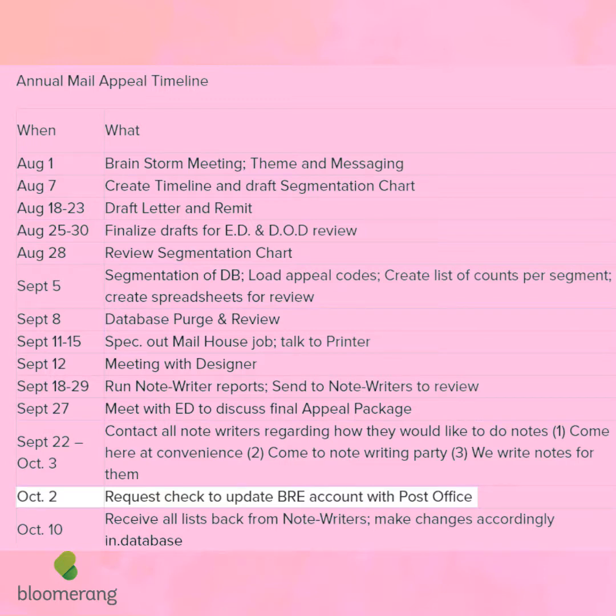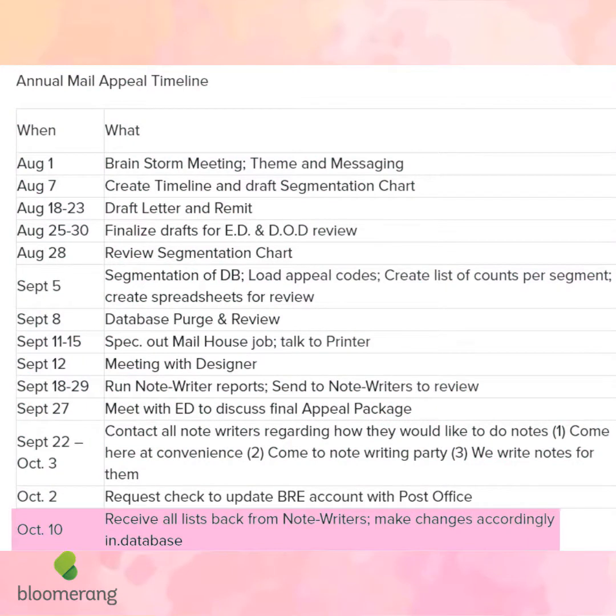All right, on October 2nd, you request a check to update with the post office. You want to make sure that the post office and the mail house are not going to be backlogged, so that your mail gets out when you want it to. And on October 10th, you receive all your lists back from your note writers. If you have to make any changes, you do so then in your database.